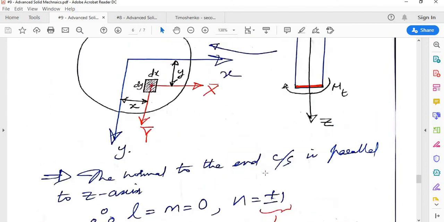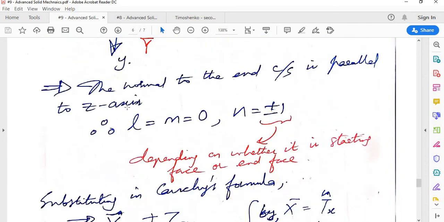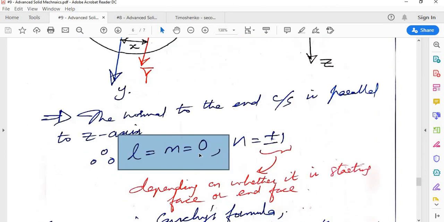It will be plus 1 or minus 1 depending upon which section you are taking, because remember it is the outward drawn normal. If you are taking the section at the bottom, the outward drawn normal is along the positive z-axis, so it is 1. On this side it is along the negative z direction, so it is minus 1. l and m are 0, because the outward drawn normal is perpendicular to the plane of this paper, so it is perpendicular to the x and y axes.